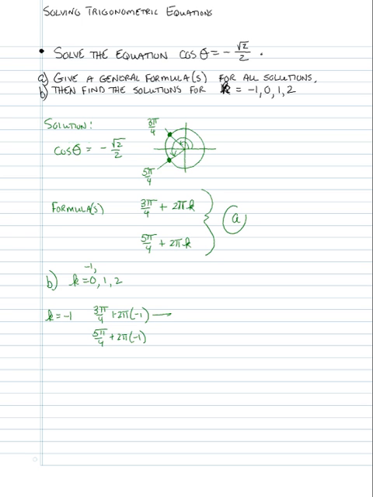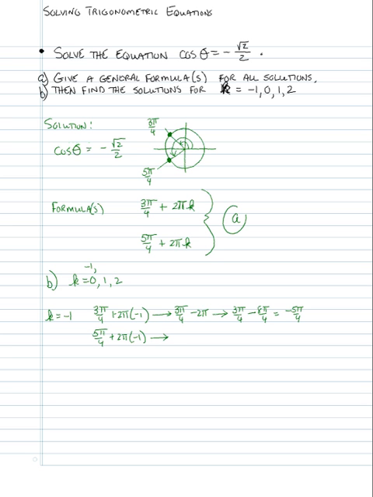Well, what value is this? This value is 3 pi over 4 minus 2 pi. If I get a common denominator, this is 3 pi over 4 minus 8 pi over 4, and so this ends up being negative 5 pi over 4. So that is a solution. Remember, we have an infinite number of solutions. That's a specific solution, and it comes from the formula when k is equal to negative 1.